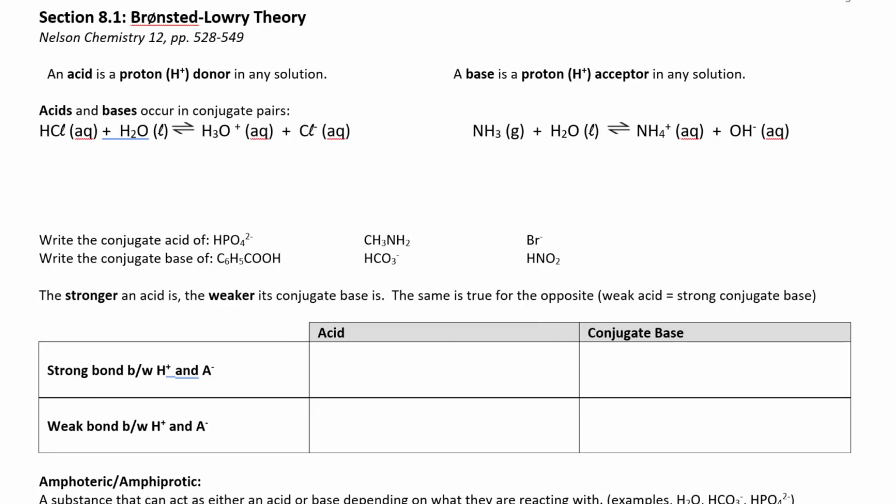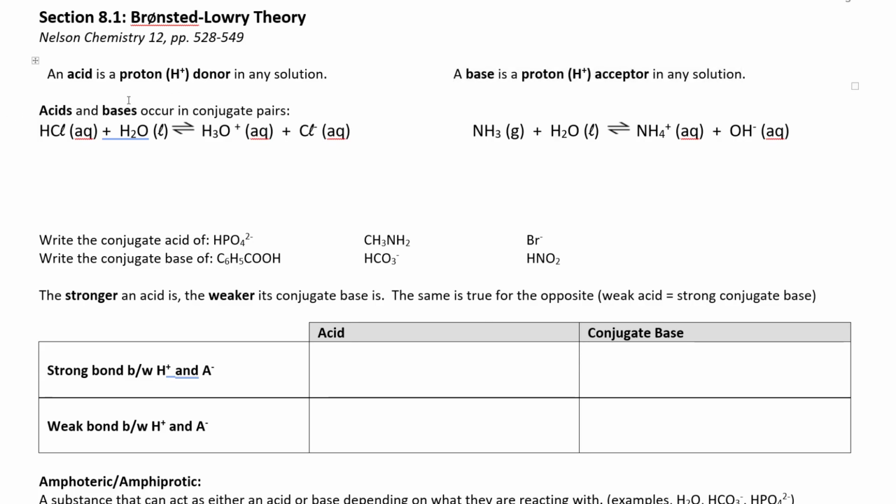In this lesson, we're going to be investigating the Bronsted-Lowry theory of acids and bases. According to the Bronsted-Lowry theory, an acid is a proton donor in any solution, whereas a base is a proton acceptor in any solution. Acids and bases occur in conjugate pairs.